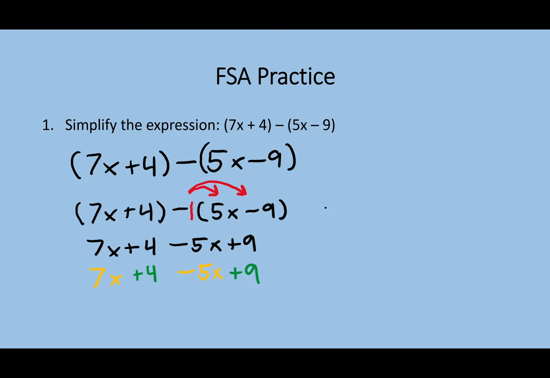You have 7x minus 5x. Well, that's easy, Mr. Pearson. That's going to be 2x. Then you have 4 plus 9. Well, that's easy, Mr. Pearson. That's going to be 13.